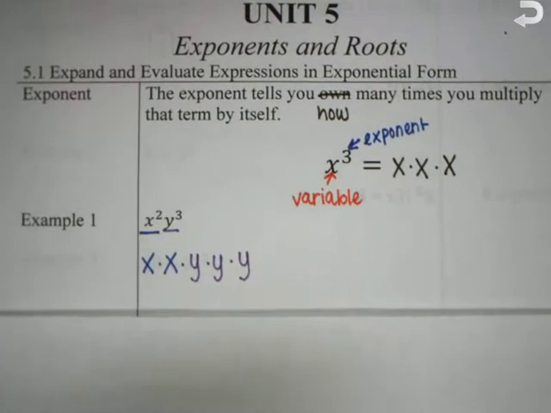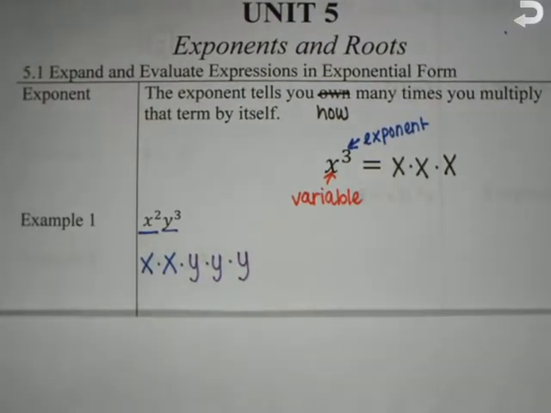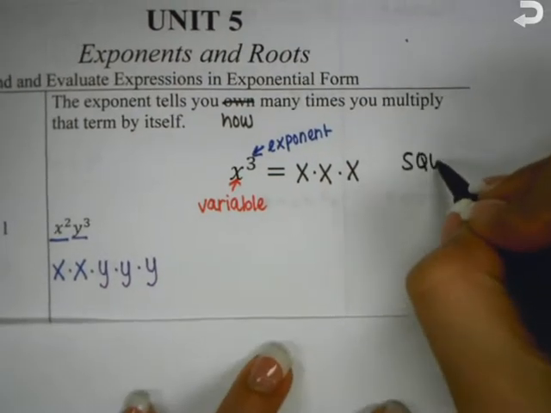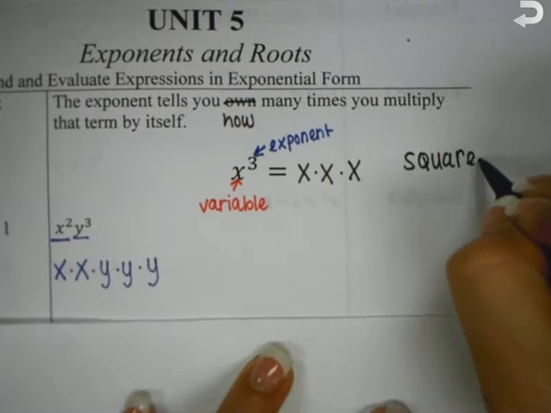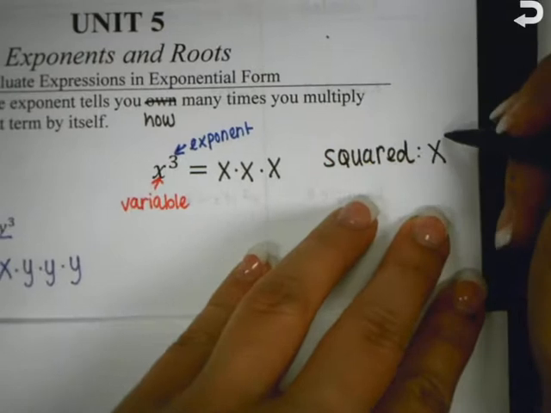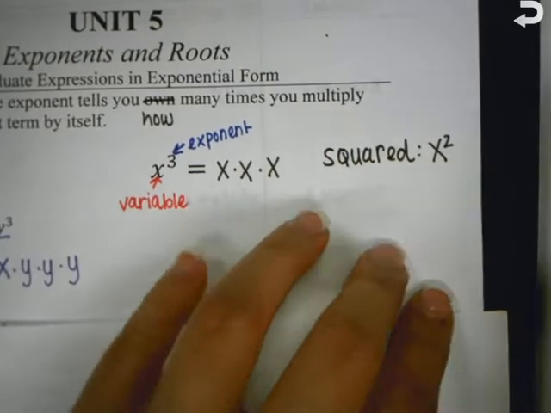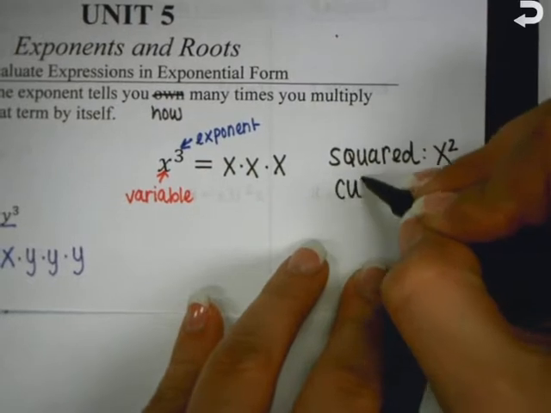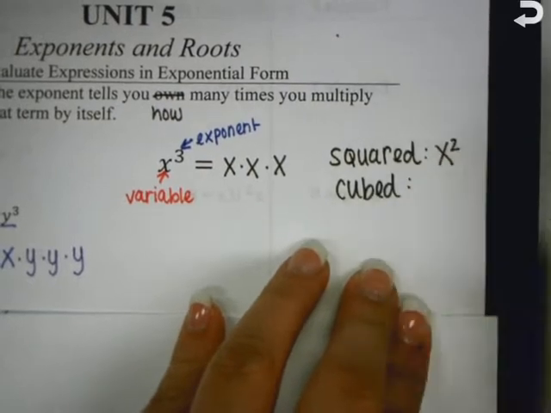We have 2 special names for exponents. The first one is squared. If we say something is being squared, what's the exponent there? 2. It would be like x to the second power. The other special term is cubed. What is the exponent in cubed? 3. We would call this x cubed.